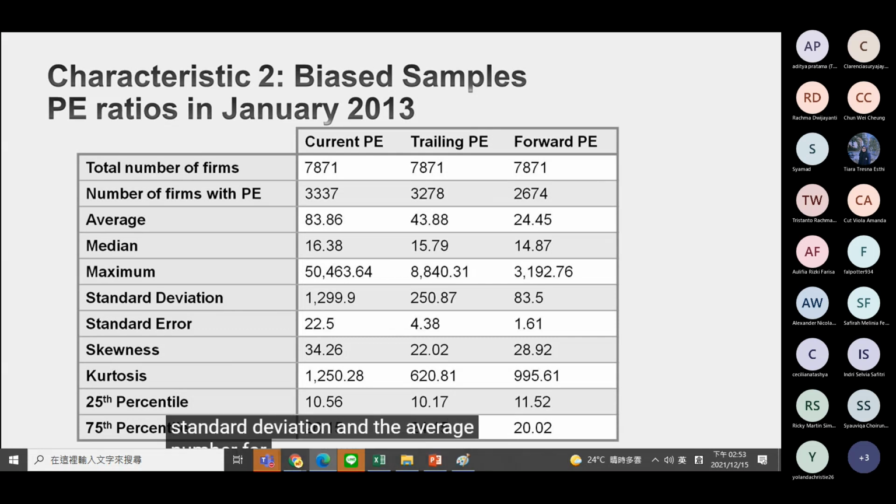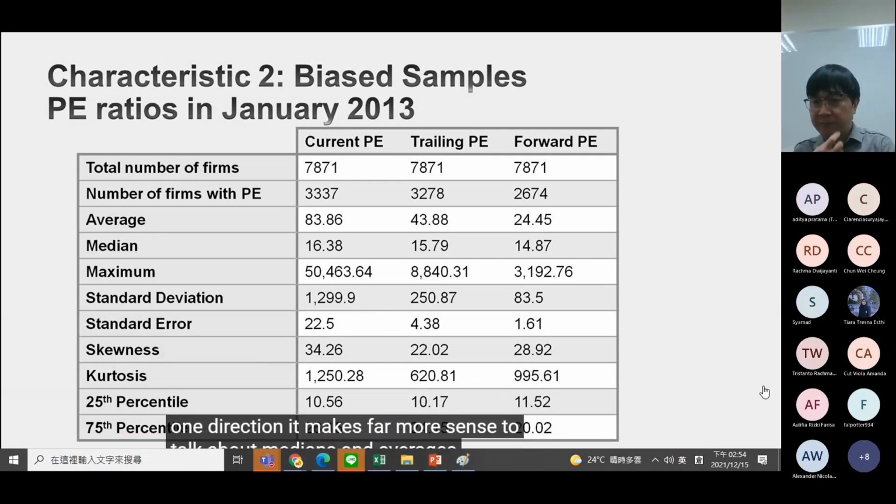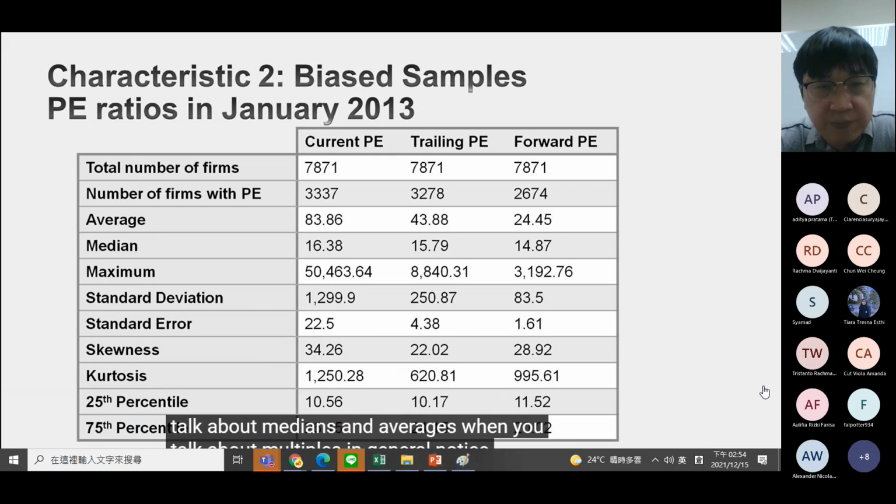And the average number for current PE for US stocks is staggering. It's over 80. But before that scares you too much, keep going down the table and you'll see a median value for the PE ratio. Notice it's about 16.5. That is a much more meaningful number to focus on if you're looking at PE ratios. In fact, in general, when you use multiples, avoid the use of averages. Those averages are going to be skewed by the fact that the outliers all lie in one direction. It makes far more sense to talk about medians and averages when you talk about multiples in general.